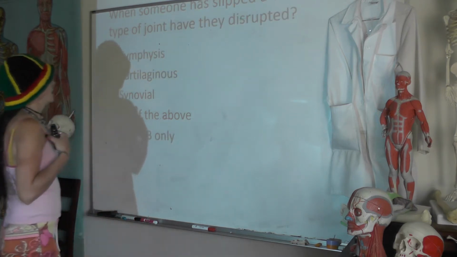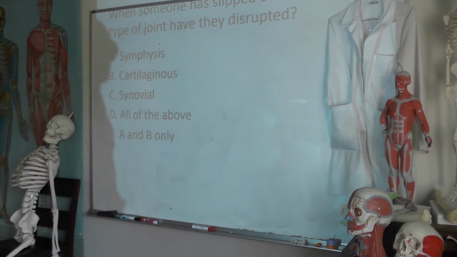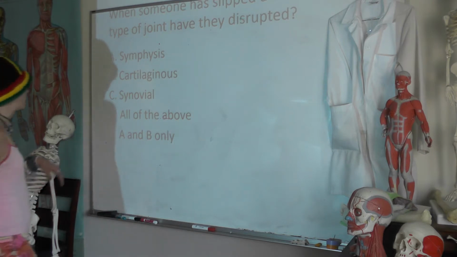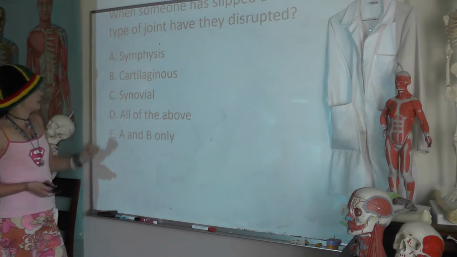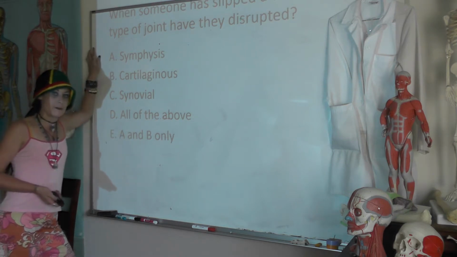Okay. When someone has slipped a disc, they have disrupted what type of joint? A, symphysis, B, cartilaginous, C, synovial, D, all of the above, E, A and B only.